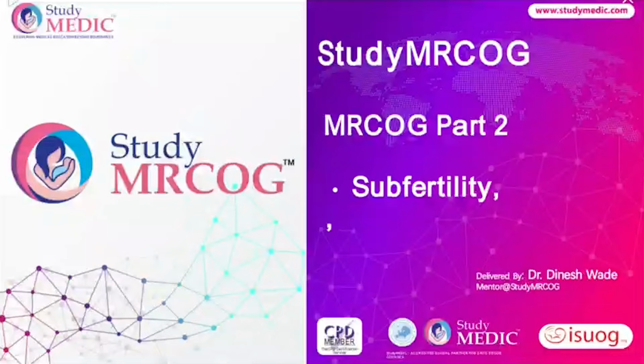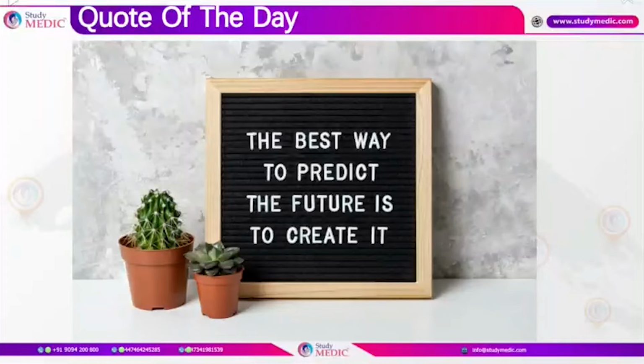Now we are here to discuss a very important RCOG module, and that module is SUBFERTILITY. SUBFERTILITY deals with couples who are facing problems in having a child, and individuals who are facing problems in terms of fertility for their futures. So let's discuss the SUBFERTILITY module in detail, which is very important for your MRCOG Part 2 exam.